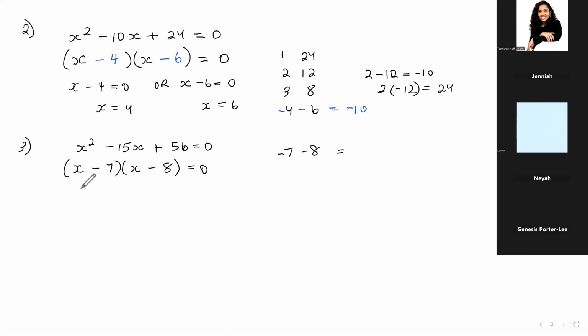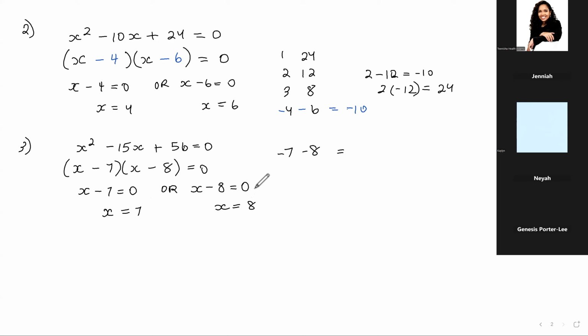Okay, so x minus 7 is equal to 0, or x minus 8 is equal to 0. Perfect. Therefore, x would be 7, or x would be 8. Beautiful. Thank you so much.